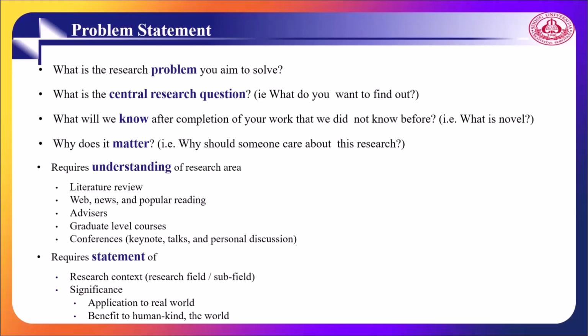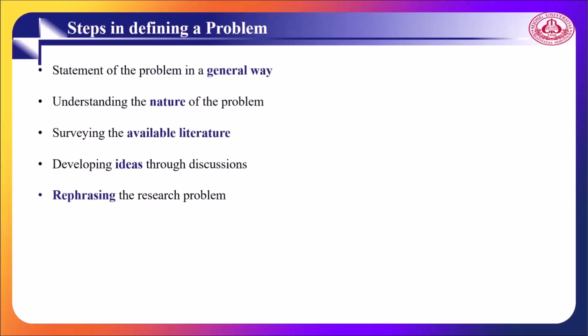This is the significance. Sometimes the problem is very good, but solving the problem does not help anyone. It doesn't help people, it doesn't help animals, it doesn't help transportation, it doesn't help nature. That's useless, right? So it should be important, right? So in order to define a problem statement, we should do a literature review from the web, news, advertisements, graduate schools, conferences, and then we can define our problem statement, right? So for a statement of the problem, begin by articulating the problem in broad terms.